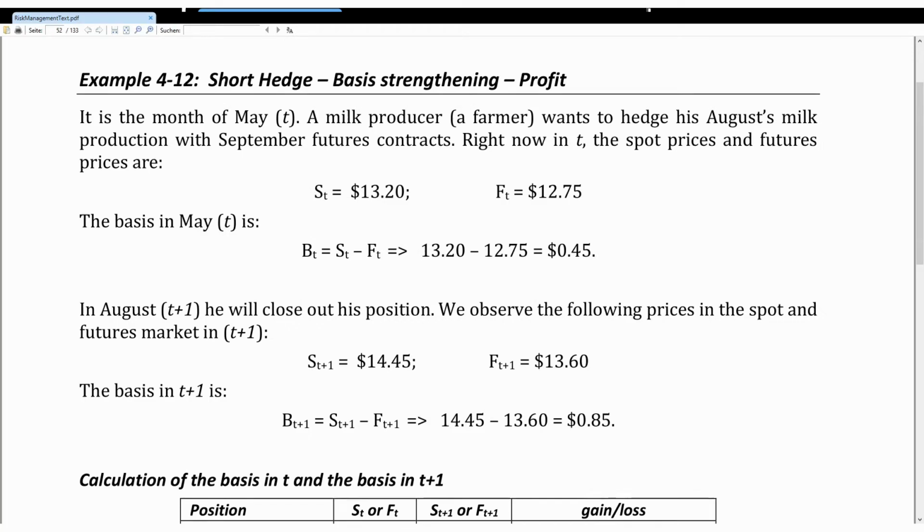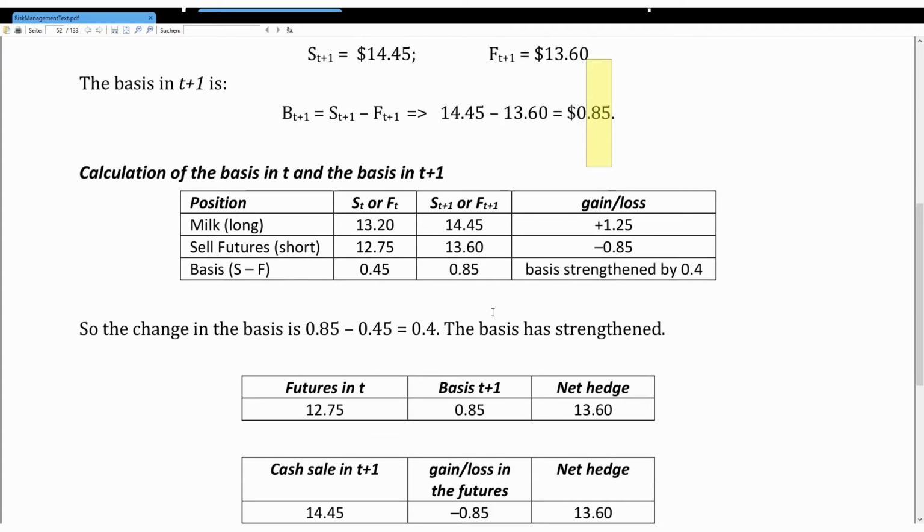Let's look at the situation when the basis is strengthening. Again, the milk producer, again the price of 13.20, again a futures price of 12.75. So now the price goes up to 14.45 in the spot market, and the futures price goes also up to 13.60. The basis before was 45, the basis in time t plus 1 is 85 cents. So let's put that together in the table. We have the long position in the milk going from 13.20 to 14.45. So he actually wins 1.25 in the spot market.